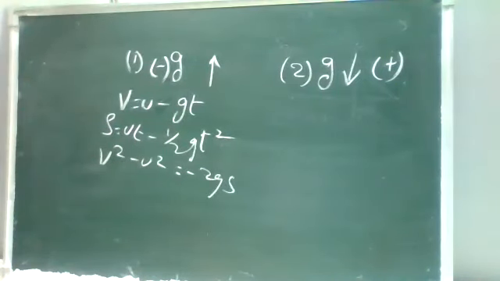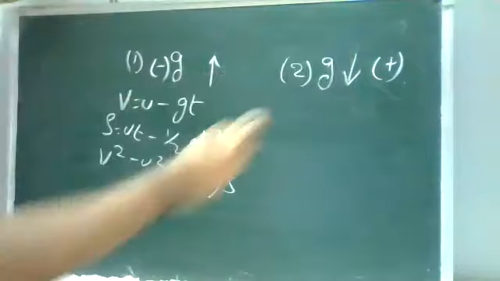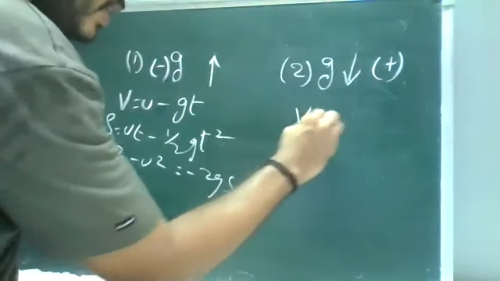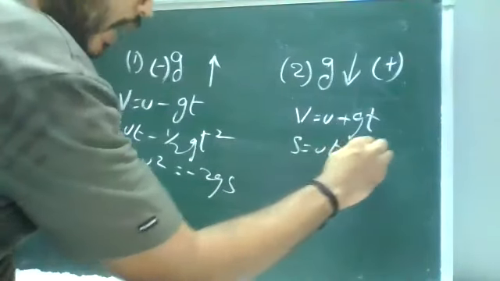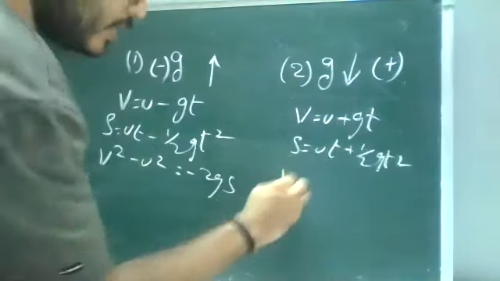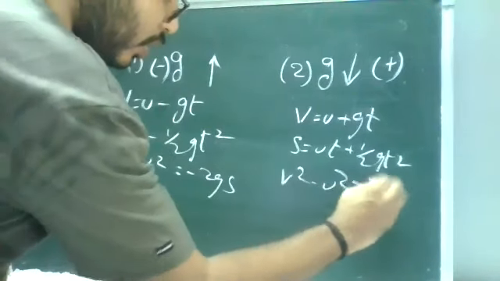So instead of acceleration, now we have the acceleration due to gravity. The difference only depends upon the direction, away from the earth or towards it. Next, here it is towards the earth, so it is plus. The first relation is V is equal to U plus GT. The second relation is S is equal to UT plus half GT square. The third relation is V square minus U square is equal to 2GS.